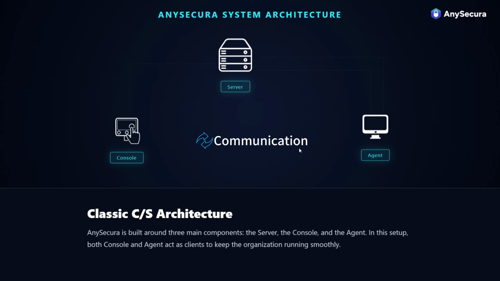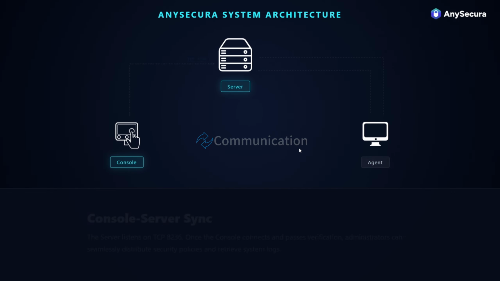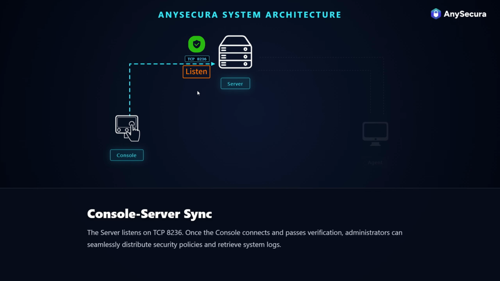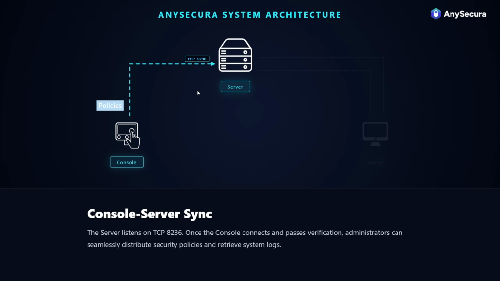Before we dive into what each component does, let's talk about how they talk to each other. Starting with the console and server, the server needs to keep TCP port 8236 open, so it can listen for incoming connections. When the console connects to the server's IP and passes verification, the channel is established. This allows administrators to send policies and retrieve logs seamlessly.